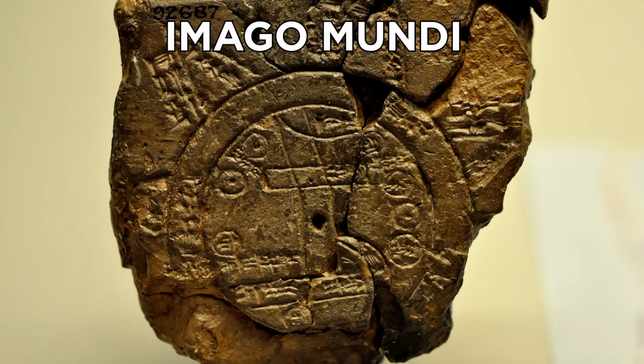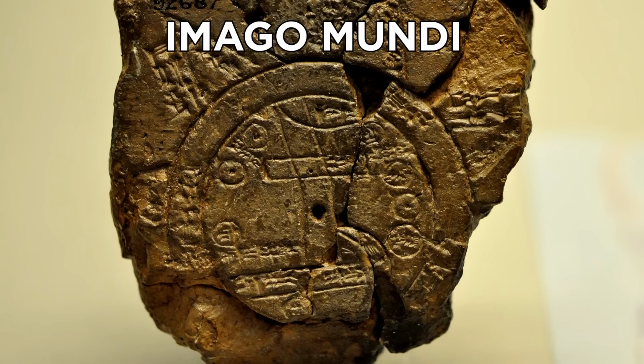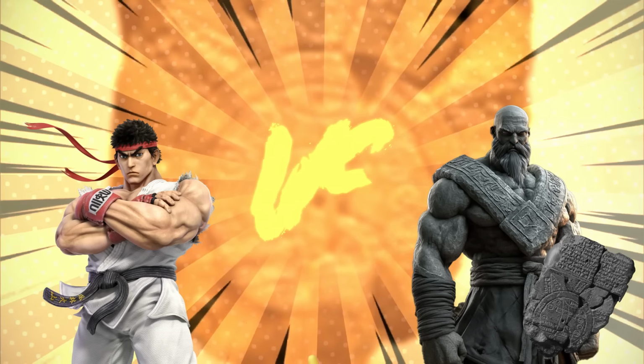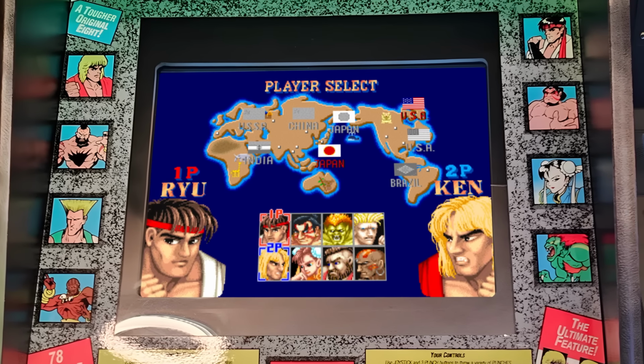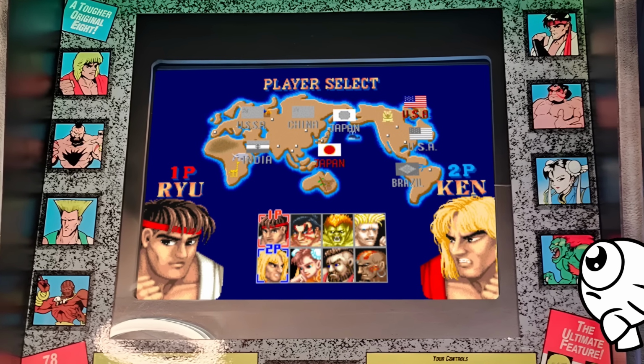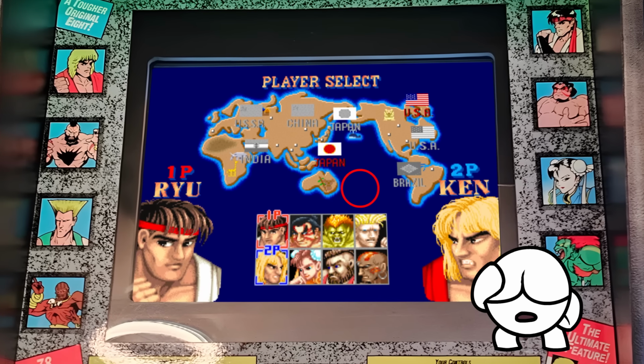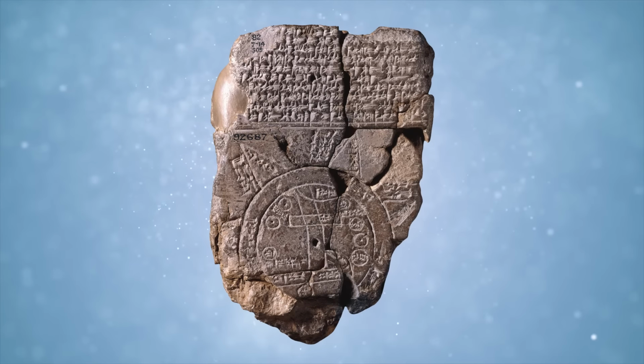Now I know what you're thinking, and no, Imago Mundi isn't the name of the newest Street Fighter character. Oh hey, look at that. The original Street Fighter actually uses a map with an east-west switch. And it forgot New Zealand. Anyway, back to Imago Mundi.